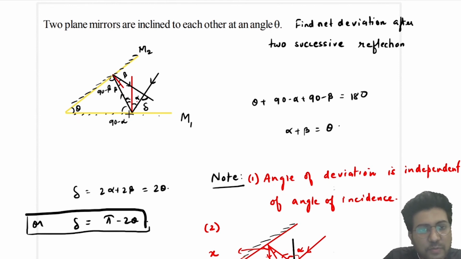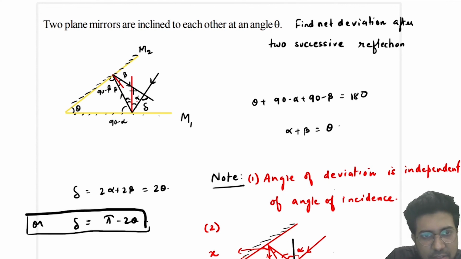But this forms a triangle. So theta plus 90 minus alpha plus 90 minus beta has to be equal to 180 degrees, because the sum of all the angles of a triangle is 180 degrees. From this you are getting alpha plus beta is equal to theta. Now once you have got this, in this triangle what can you see?